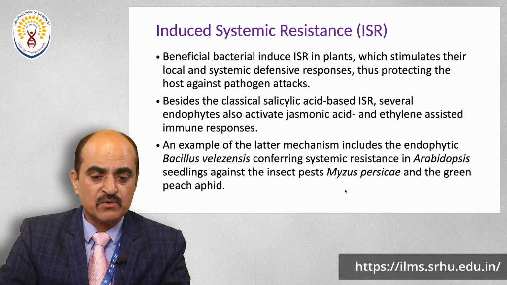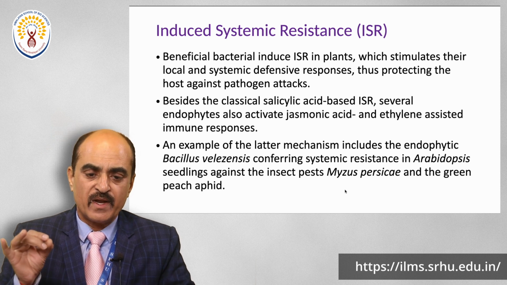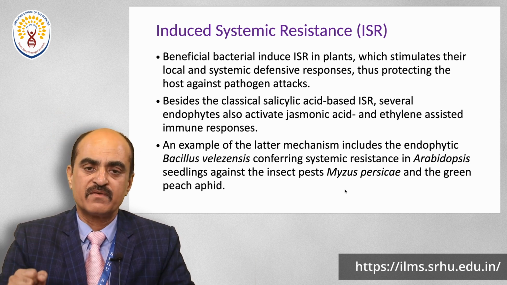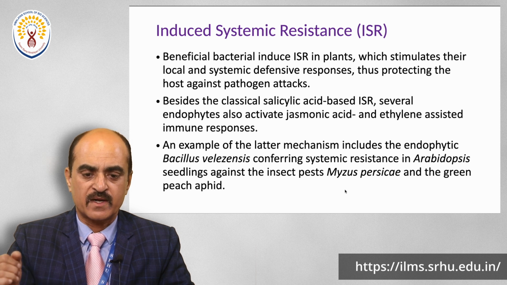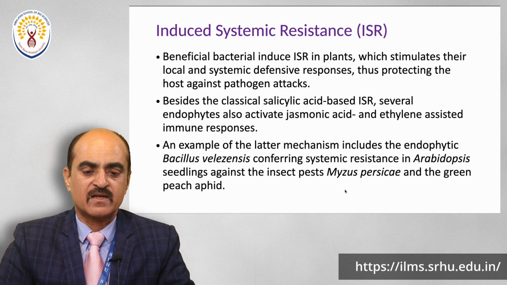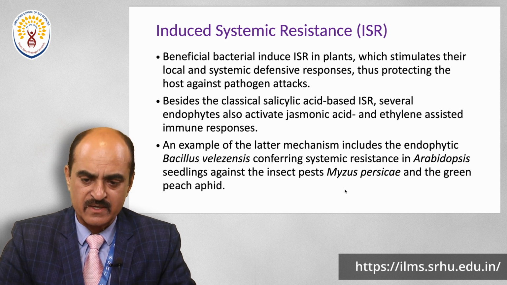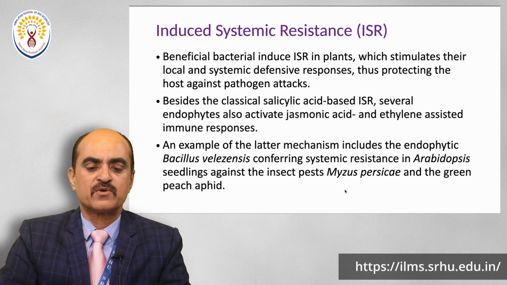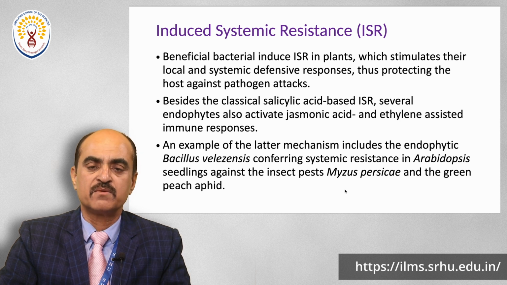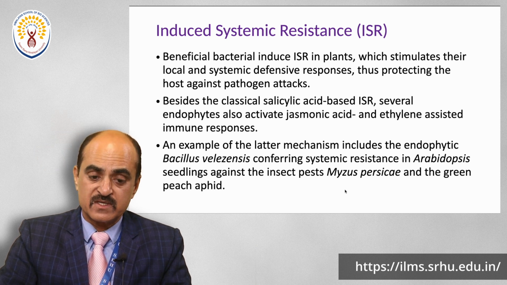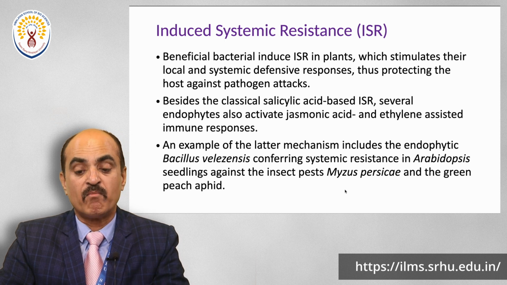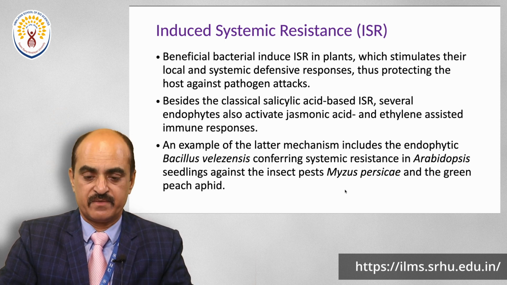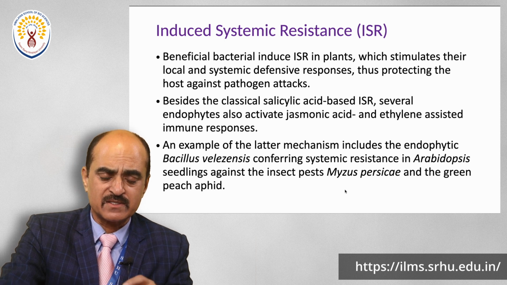Then the other is induced systemic resistance, ISR. The beneficial bacteria induce ISR in the plants, which stimulates their local and systemic defensive responses, thus protecting the host plant against pathogenic attack. Besides the classical salicylic acid based ISR, several endophytes also activate jasmonic acid and ethylene assisted immune responses. An example of the latter mechanism includes the endophytic Bacillus conferring systemic resistance in Arabidopsis seedlings against the insect pest Myzus persicae, the green peach aphid. So here the Bacillus protected the Arabidopsis from the insect pest.